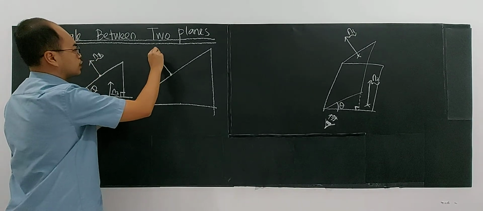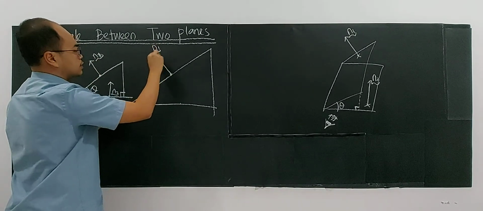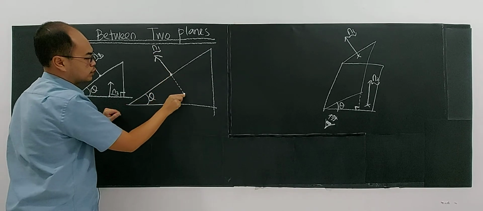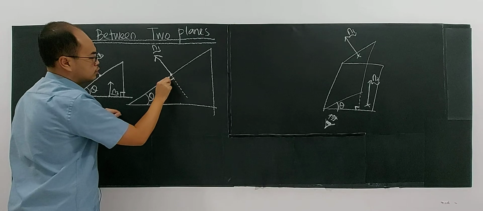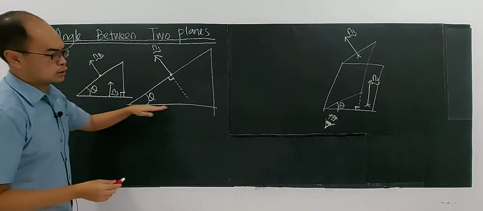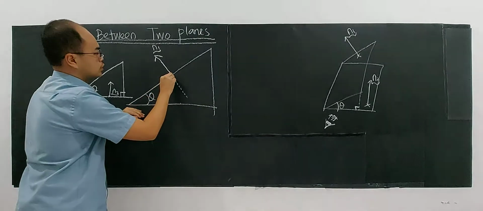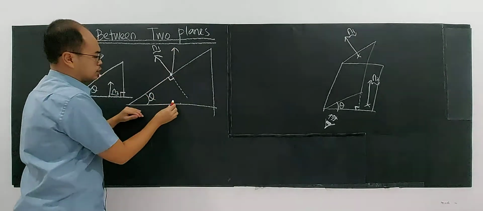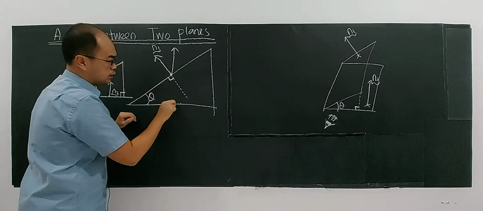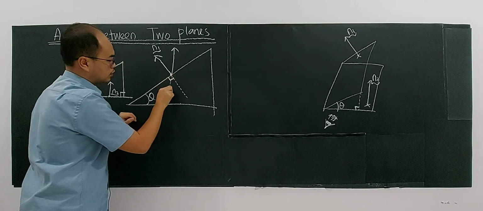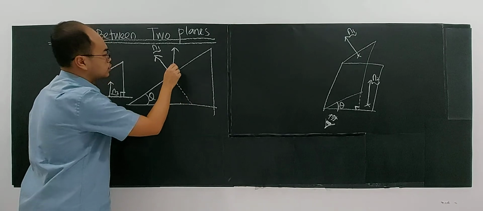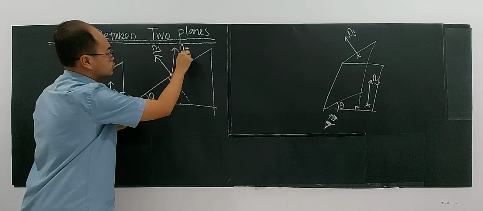N1 is facing this direction. It's the normal to this plane. I'm drawing the normal to this plane, and N2 is the normal to the bottom plane here. So I just join N2 here. It will be 90 degrees here. Can you see that? I can extend this, and this is your N2.